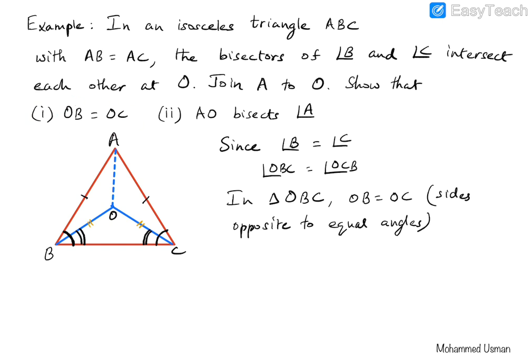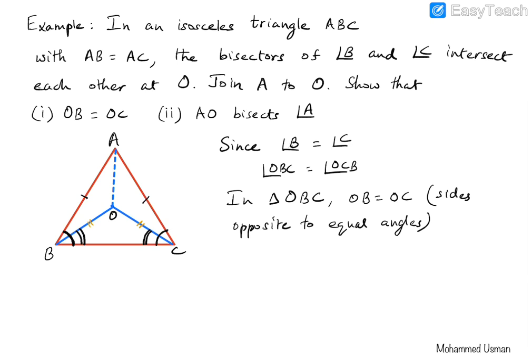The next thing we need to show is that the line AO bisects the angle A. To show that, we will look at two different triangles now: triangle AOB and triangle AOC. So this triangle on the left and this triangle on the right. We will look at these two triangles and show their congruence. Once we are able to show that these two triangles are congruent, then we can show that this angle over here and this angle over here are equal by applying CPCT.